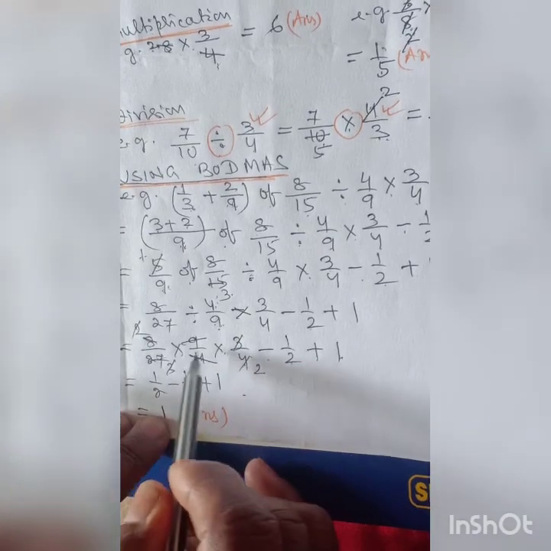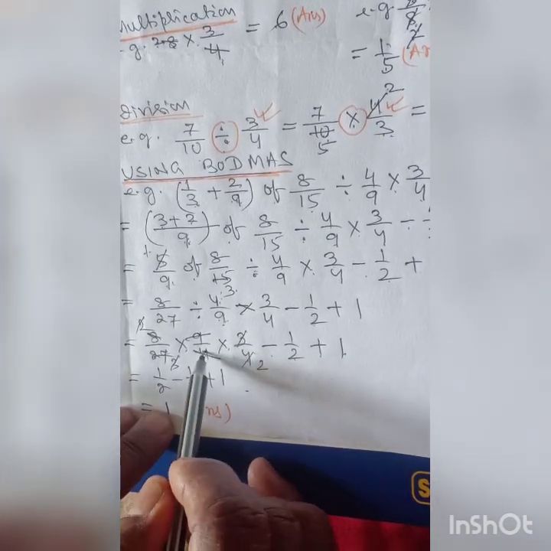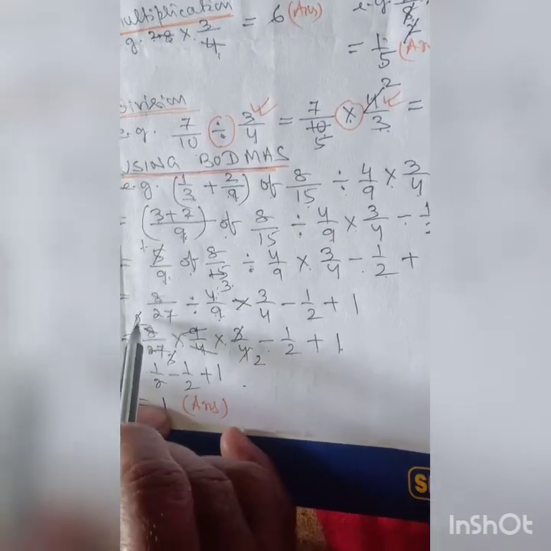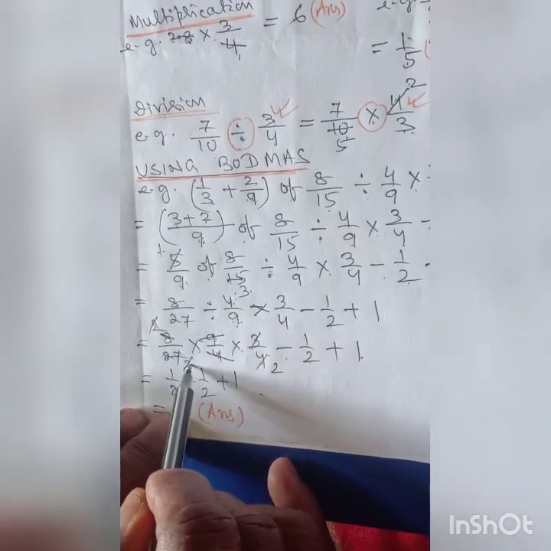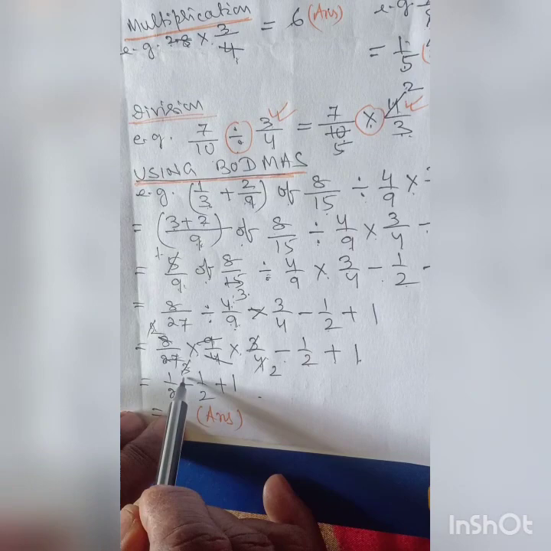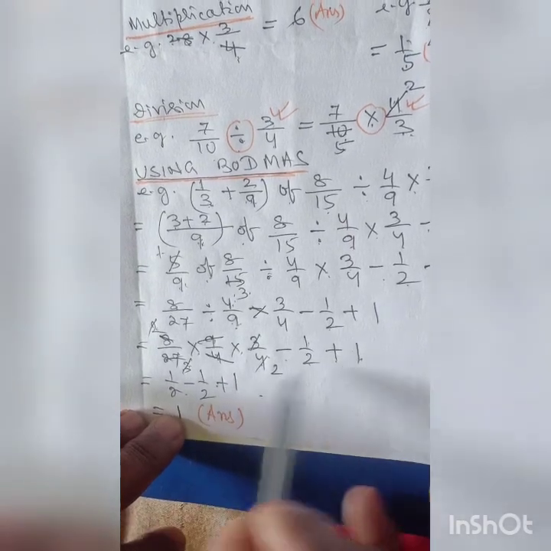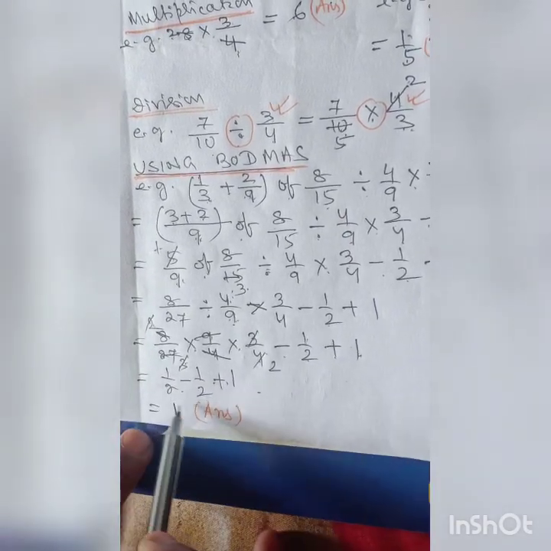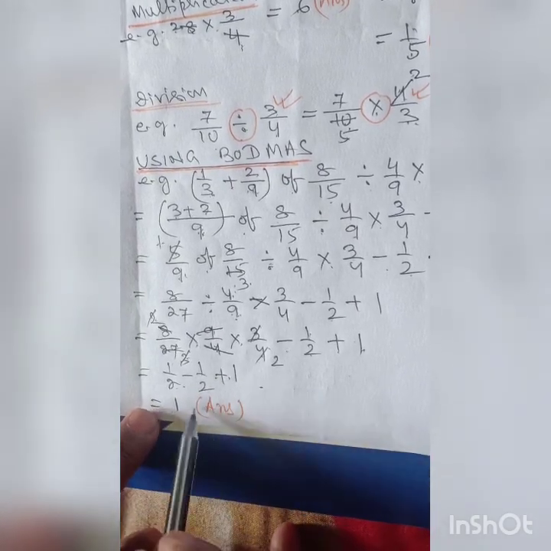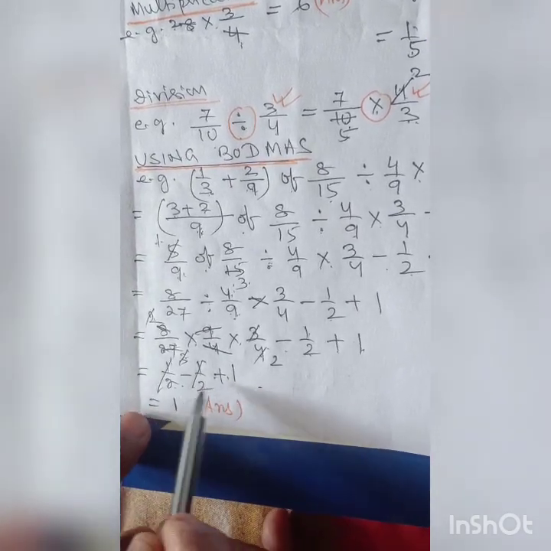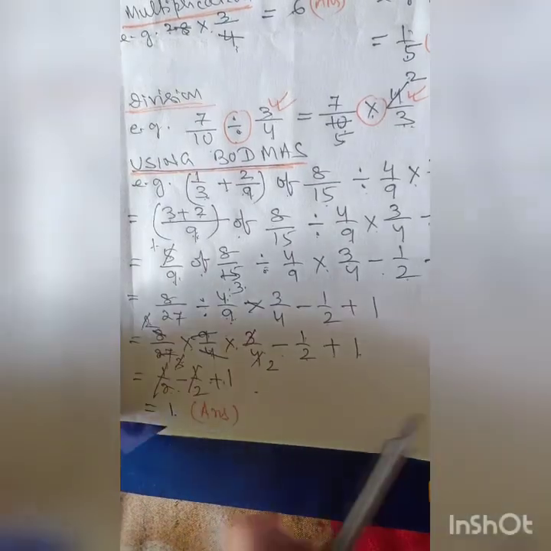Now which fraction can be reduced? That has to be reduced first. 4 and 8 can be reduced. 4 ones are 4, 4 twos are 8, 9 ones are 9, 9 threes are 27. 3 and 3 will be cancelled. Now the result is 1/2 minus 1/2 plus 1. Now the 1/2 and 1/2 cancel, plus 1. Positive and negative cancel, plus 1 is the answer.